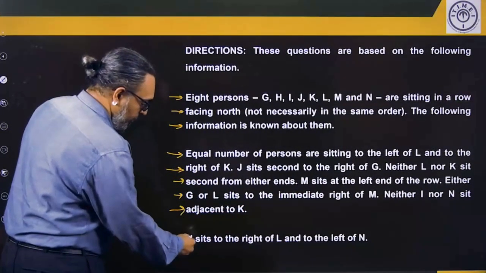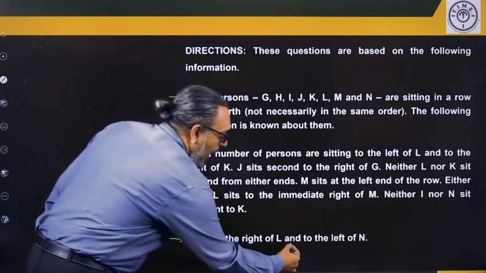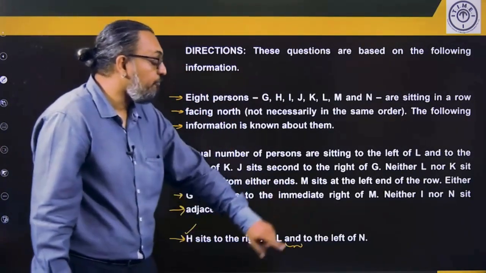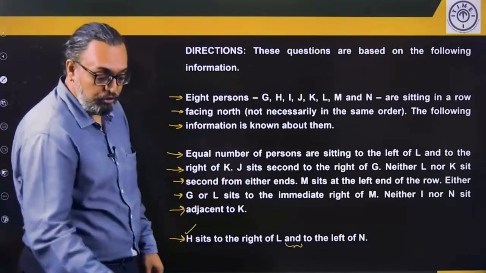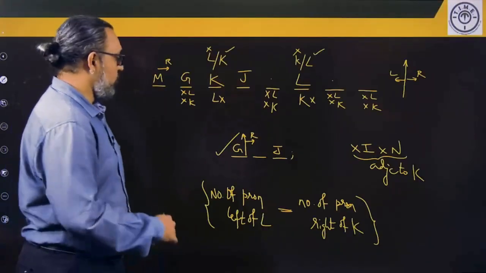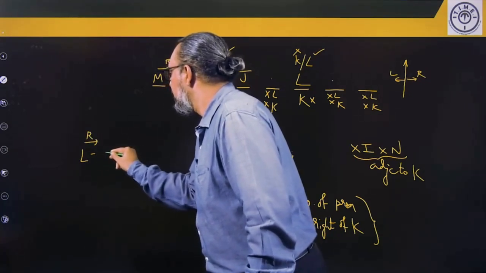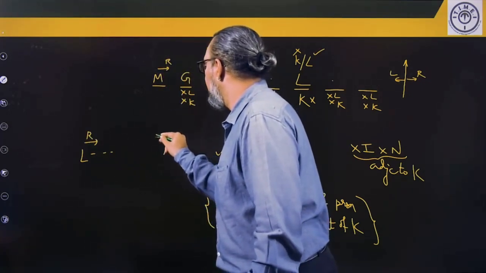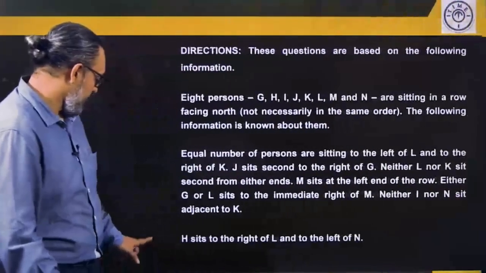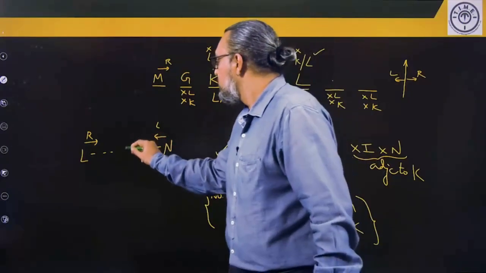Here. One more line we have. H sits to the right of L and, so when you have and, it refers to the first person, that is H, to the left of N. So right of L, left of N. Okay? Right of L, left of N. So this is how you have to understand. So right side of L and left side of N. Whom do you need? You need H, right of L, left of N. Correct? The same person. So H should come.